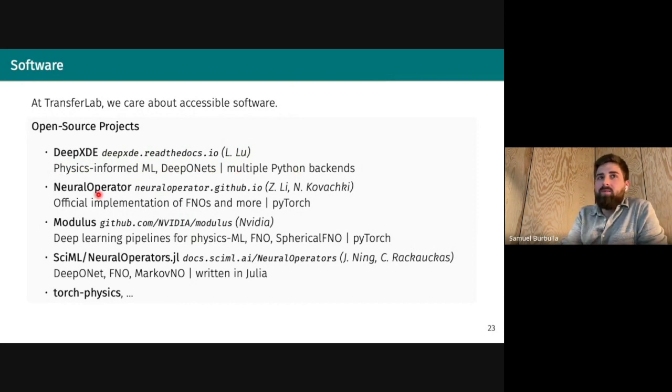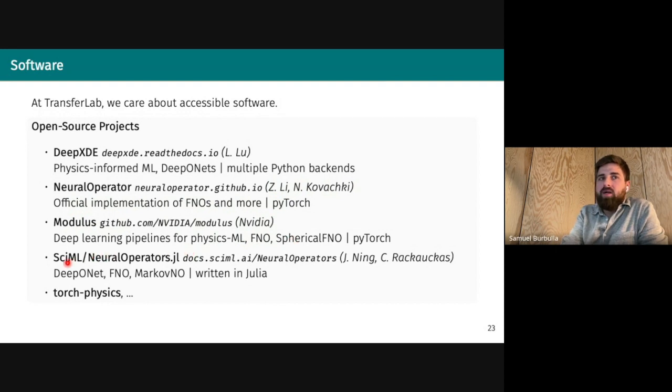And then there's Neural Operator. It's a framework by the inventors of these neural operator frameworks, and in particular, it's the official implementation of Fourier neural operators written in PyTorch. But there's also Modulus by NVIDIA. So these guys are kind of related to the NVIDIA efforts here. Modulus is more a deep learning pipeline framework for physics machine learning, and implements also Fourier neural operators or extensions like spherical Fourier neural operators.